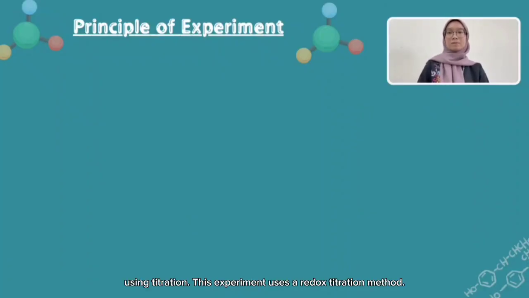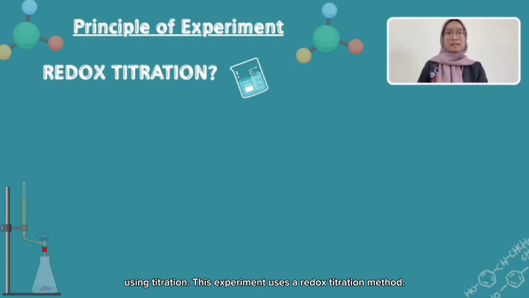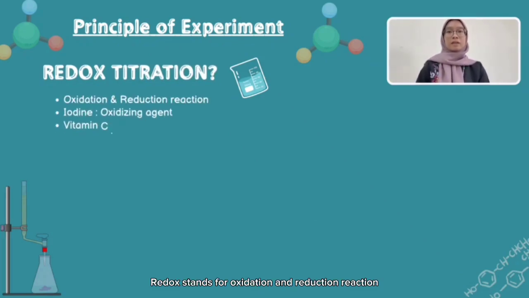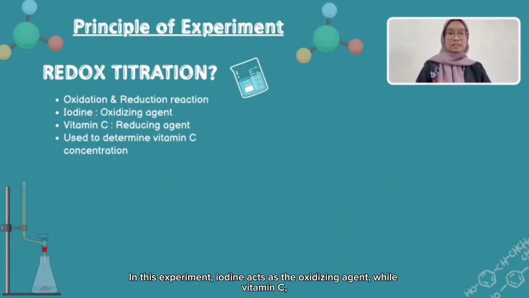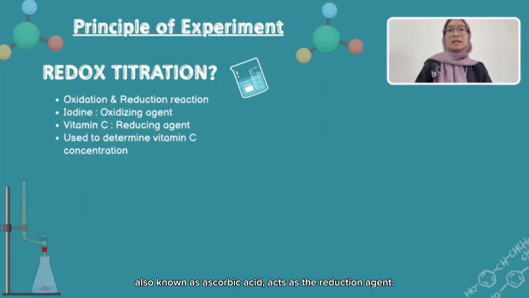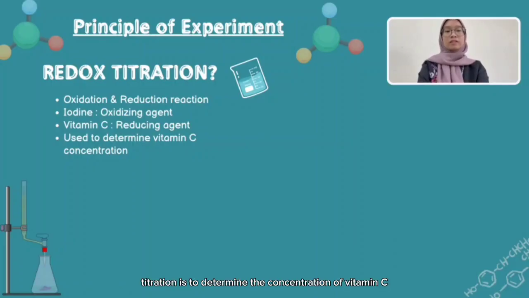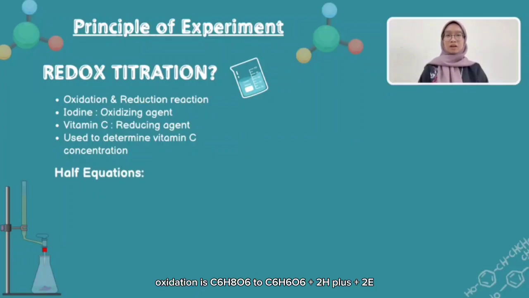Next, I will explain the principle of the experiment for the determination of vitamin C in fruit juice using titration. This experiment uses a redox titration method. Redox stands for oxidation and reduction reaction, where electrons are transferred between substances. In this experiment, iodine acts as the oxidizing agent, while vitamin C, also known as ascorbic acid, acts as the reducing agent. The purpose of this titration is to determine the concentration of vitamin C present in the fruit juice sample.